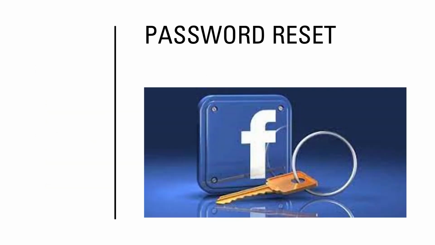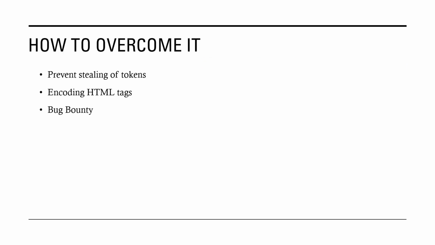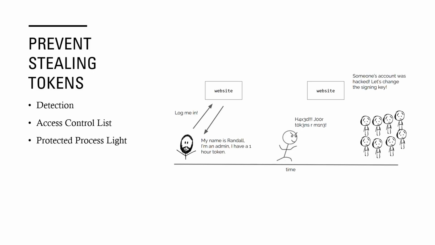Moving on, I will touch on the password reset vulnerability which was present in the Facebook beta website. A user could change a password without entering the current password, and a brute force algorithm is applied here in order to guess the 6-digit code. Facebook has adopted measures to prevent stealing of tokens, encoded their HTML text and offered a bug bounty. To prevent stealing of tokens, Facebook used three methods: detection, access control list, and protected process light.